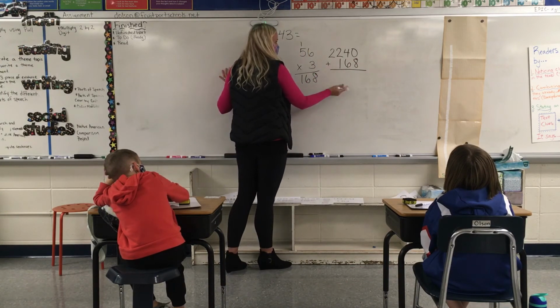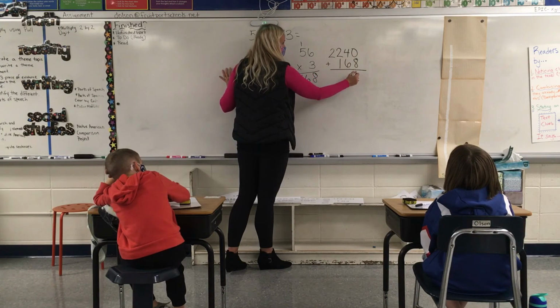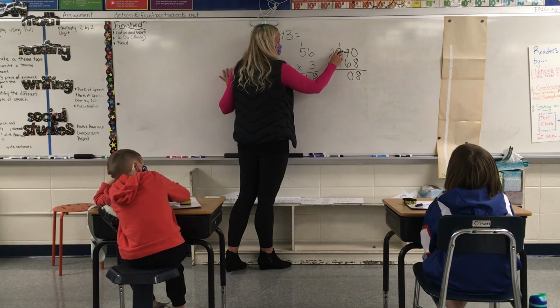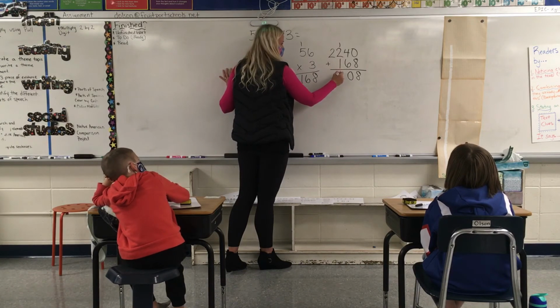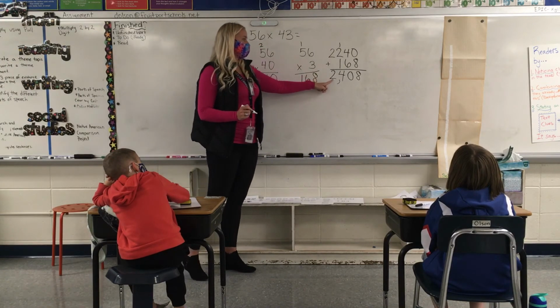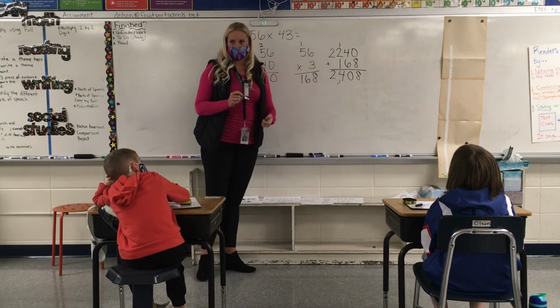Okay, so I'm adding these together. 0 plus 8 is? 8. 4 and 6 is? 10. So this is what I'm talking about. You actually have to carry. So we have 1 and 2 plus another? 4. Good. And then 2. So 56 times 43 is 2,408.